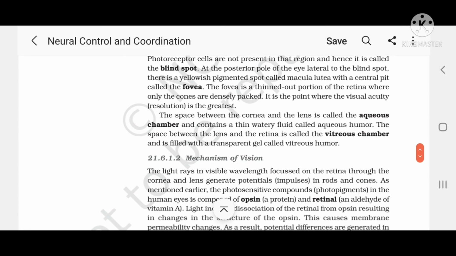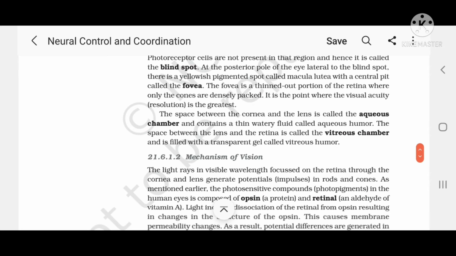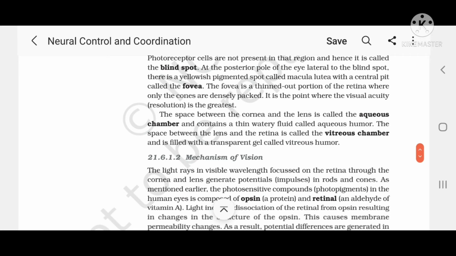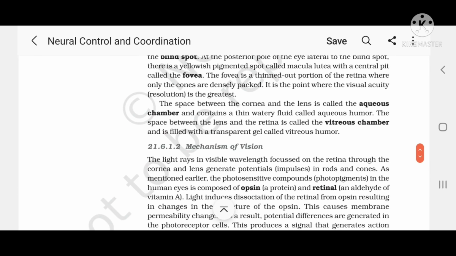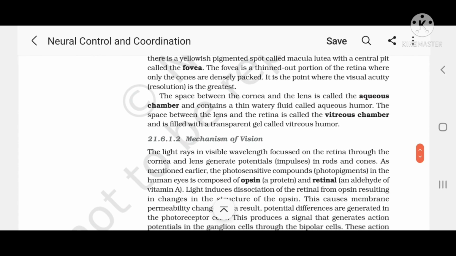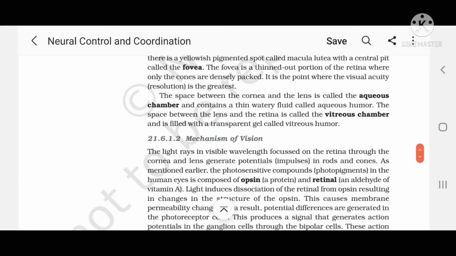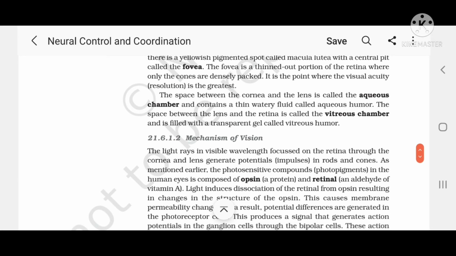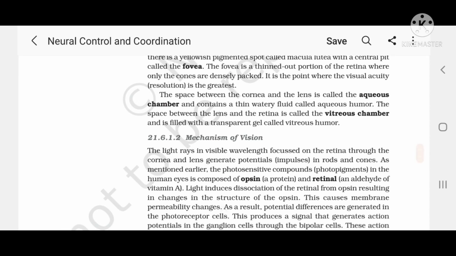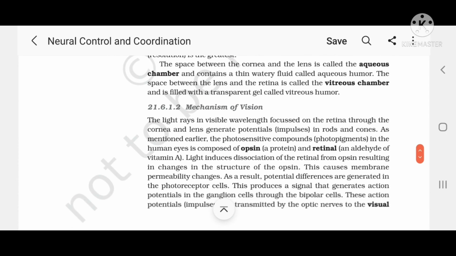At the posterior pole of the eye lateral to the blind spot, there is a yellowish pigmented spot called macula lutea with a central pit called the fovea. The fovea is a thinned out portion of the retina where only the cones are densely packed. It is the point where the visual acuity resolution is greatest.